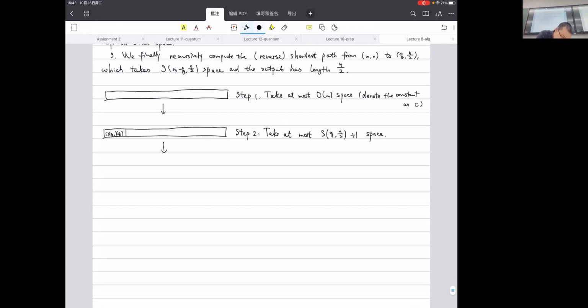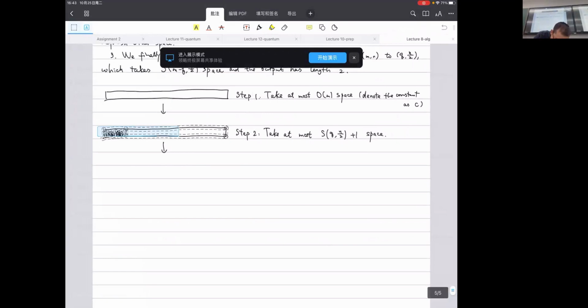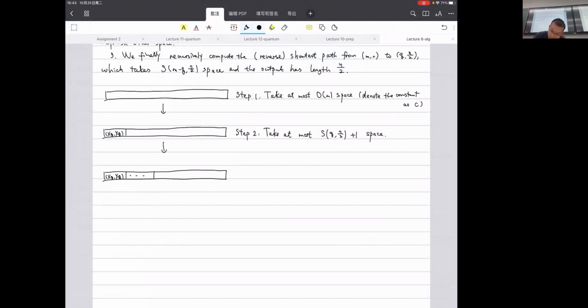And after having that, so basically, this part is the shortest path before (q, n/2), which comes from the recursive call. And we are going to use the rest of the space to finish the computation of the G part. So for step 3 here, it takes at most S(m - q, n/2) plus n/2 for storing the shortest path before (q, n/2), plus 1 space for storing this value of (q, n/2) here.